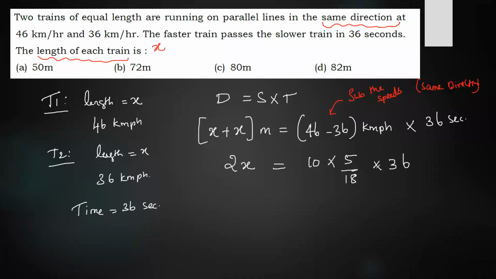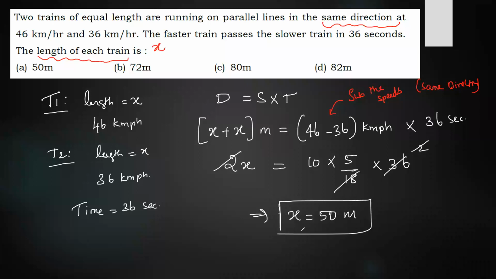So distance, we always need to add it. Same direction, subtract the speeds. Clear? Same direction, subtract the speeds. Then cross multiply. You will get 2, right? So again the 2 and 2 get cancelled. Therefore x equals 50 meter. So each train length is 50 meter.